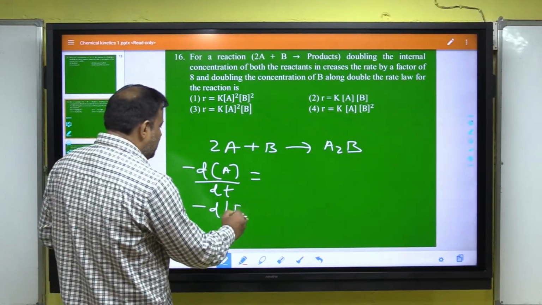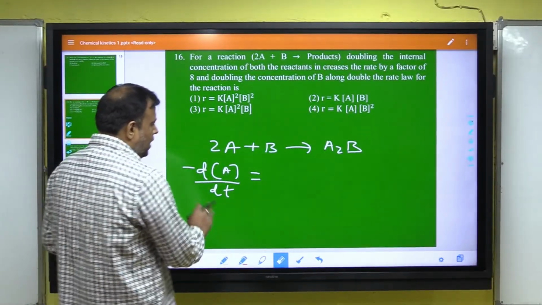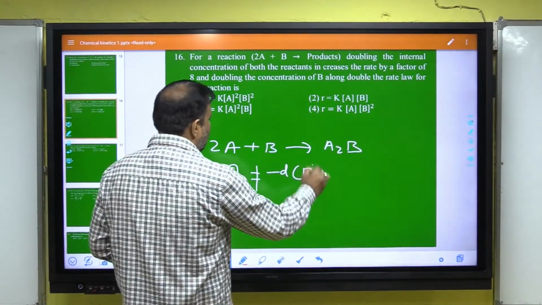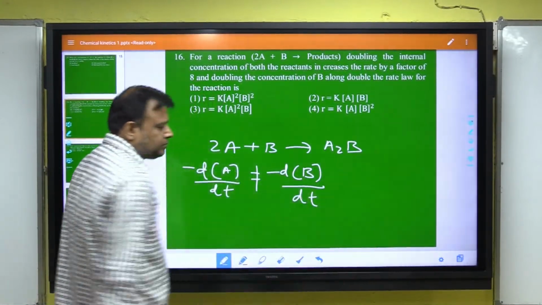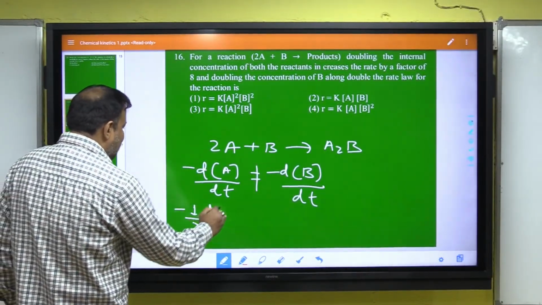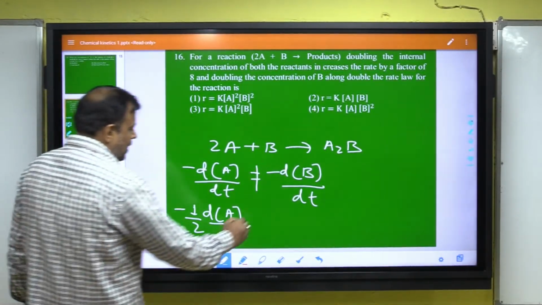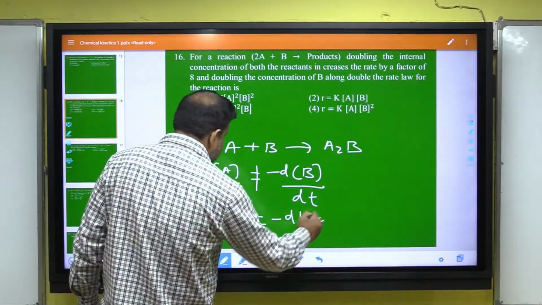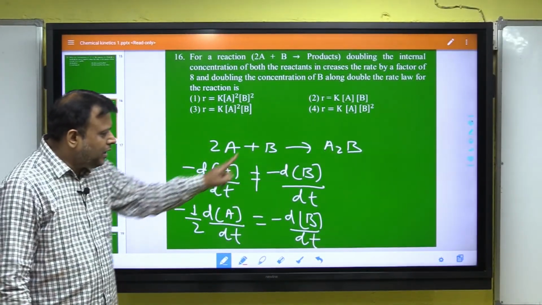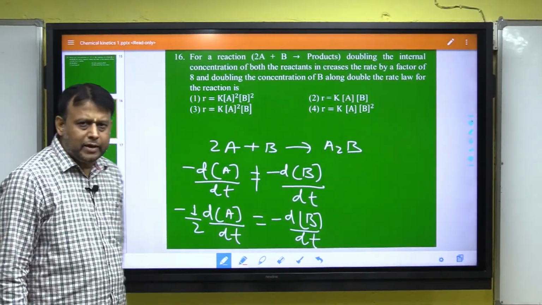Minus d conc B by dt is rate of B, and the coefficients of A and B are different, and hence both are never equal. But when change in conc by time is divided by the coefficient, then it is called rate of reaction and is equal to minus dB by dt. Clear? It is rate of A, rate of B, and rate of reaction.